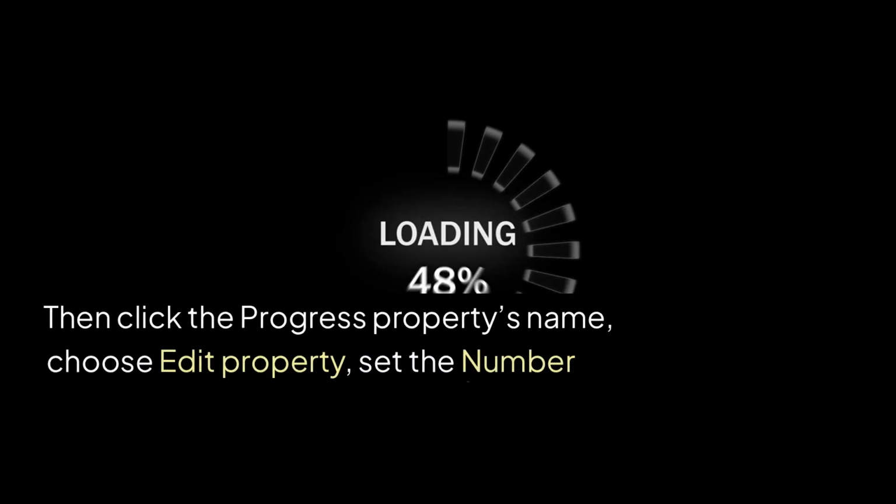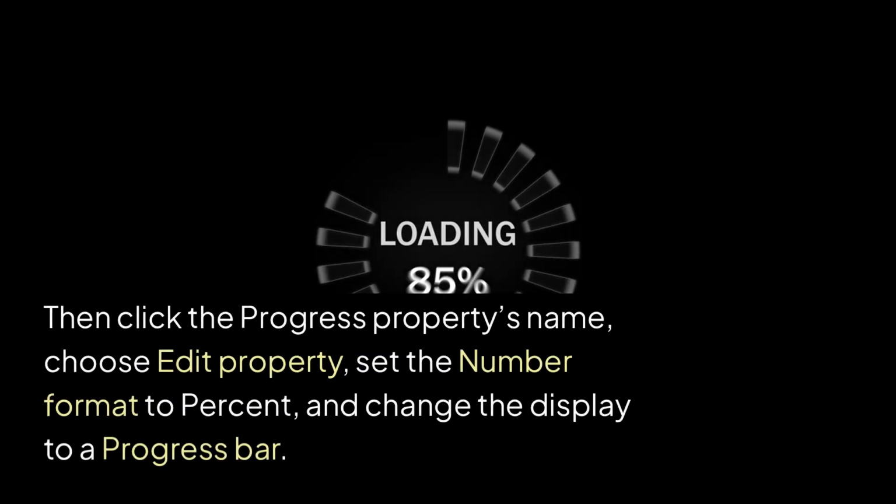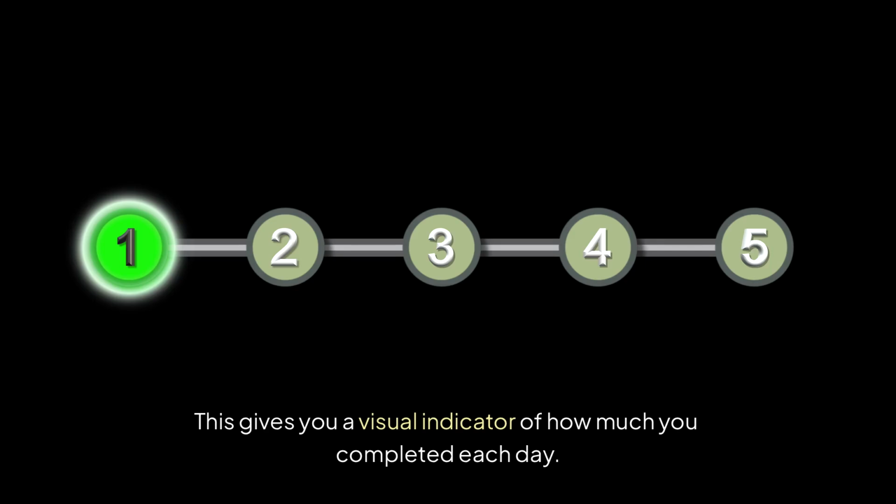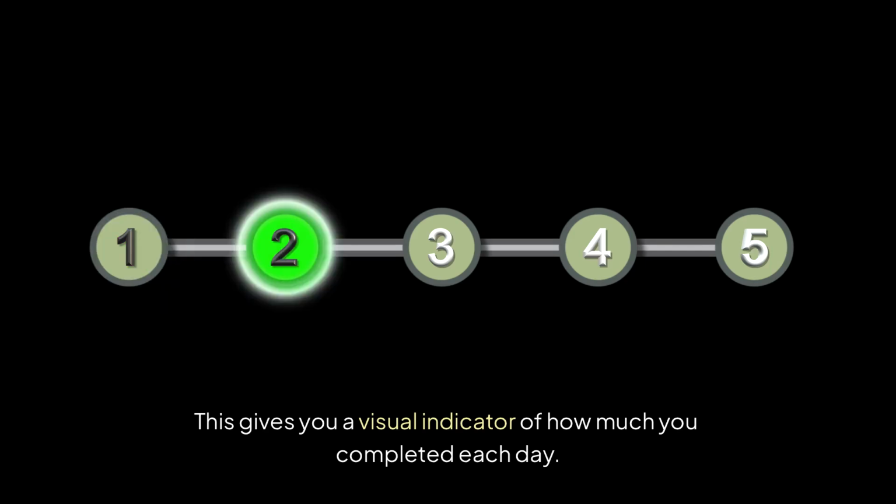Click Done. Then click the Progress property's name, choose Edit Property, set the number format to %, and change the display to a progress bar. This gives you a visual indicator of how much you completed each day.